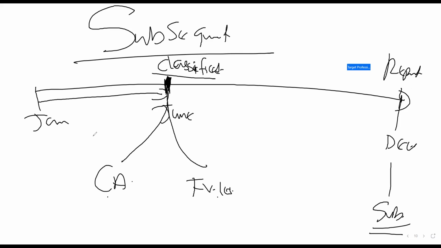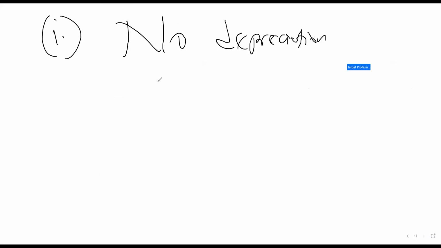There are rules. Rule number 1 for subsequent measurement: no depreciation. We don't depreciate assets held for sale because you cease using them. Like I told you, if somebody says he's selling his car, and you see a for sale sign at the back of the car, you can call them and pay them their money. They should give you the car. If not, then they are not ready to sell. So an asset that we are selling, we don't use it.